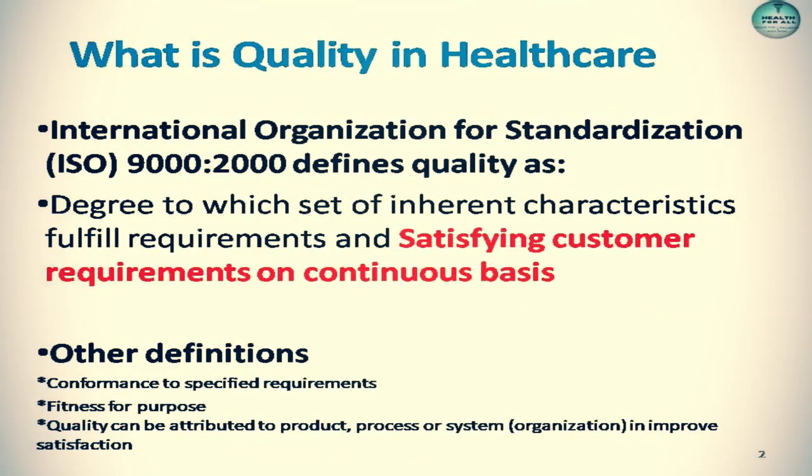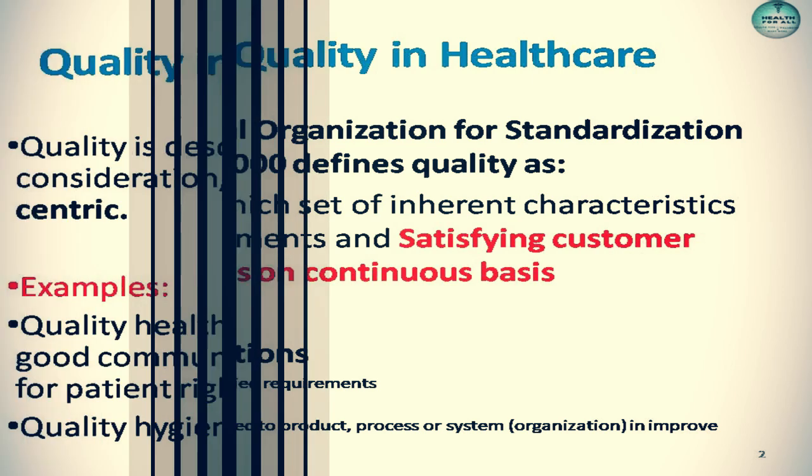So now when you talk about quality in healthcare, ISO 9000 and 2000 defines quality as a degree to which a set of inherent characteristics fulfill requirements and satisfying customer requirements on a continuous basis. We have to emphasize the words satisfying customer requirements on a continuous basis. So the basic thing of quality in healthcare means you have to satisfy your customer or your patients on a continuous basis by improving your healthcare infrastructure, by preventing infection and enhancing the patient safety, right? Those are the three components of quality in healthcare.